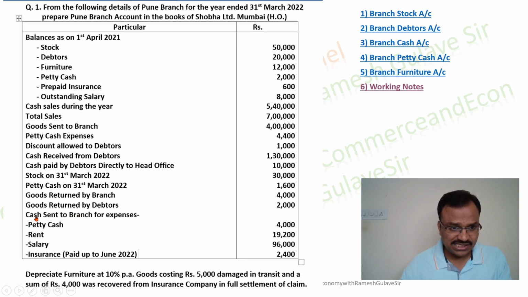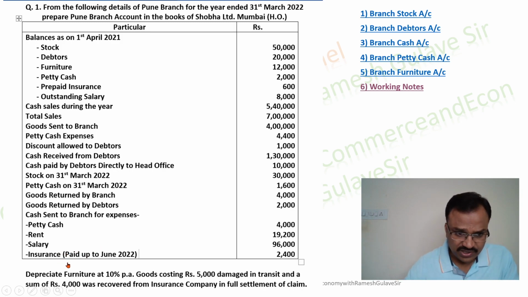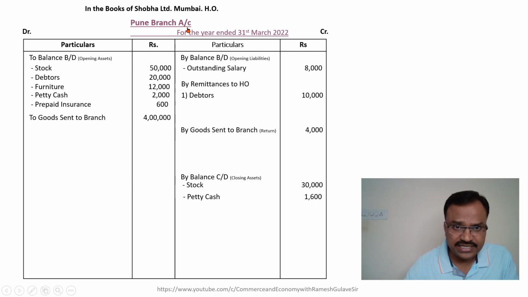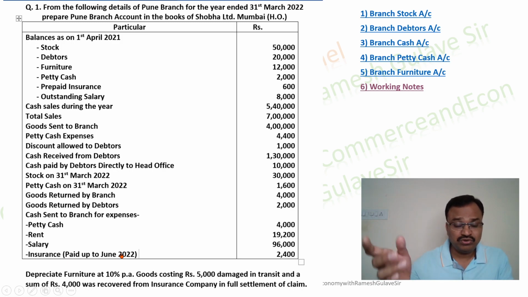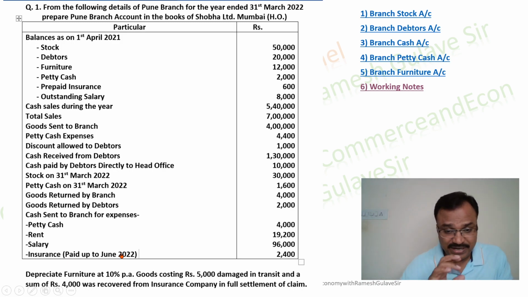Let us move on to the next point, which says cash sent to branch for expenses, which includes petty cash, rent, salary, and insurance. Here, for insurance, further information is given that insurance is paid up to June 2022. So here a hidden adjustment is there. Why? Because our accounting year is ending on 31st March 2022, but the insurance is paid up to June 2022. It means there is a prepaid insurance.